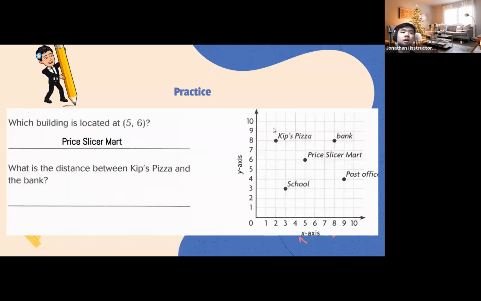And then the second question, which is the distance between Kip's Pizza, which is right here, and the bank, which is right here. You just count how many units are in between. So 1, 2, 3, 4, 5, 6. There are 6 units between Kip's Pizza and the bank. So you can say 6 or 6 units, it doesn't really matter. If this was labeled in inches, you would say 6 inches. If each square was labeled in feet, you would say 6 feet. But they didn't give you any units, so you just say 6 units, or you can just say 6.